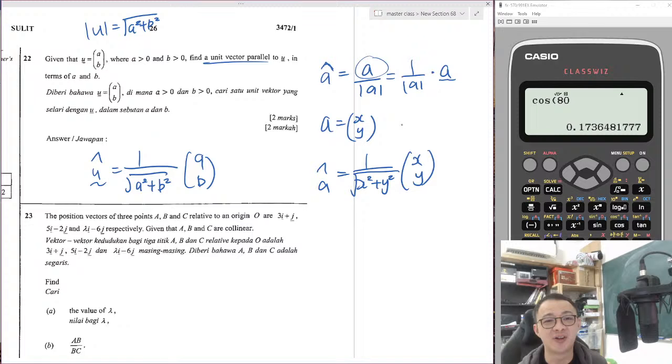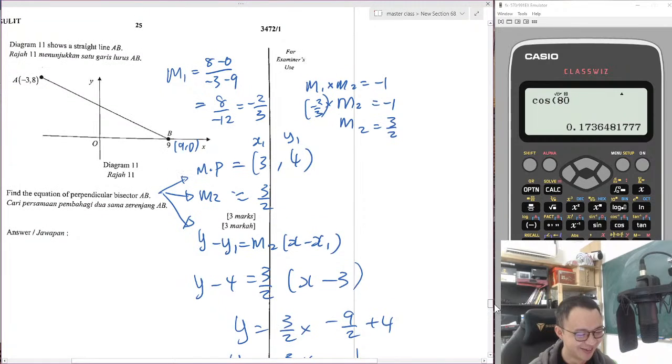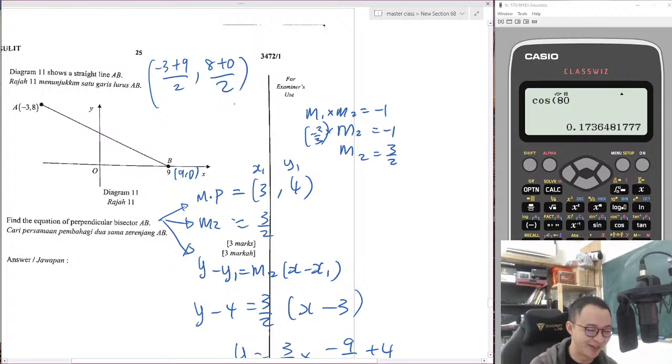How to get 3, 4? I'm using the midpoint formula. Am I going too fast for the midpoint formula? Okay, never mind, I'll slow it down. Alright, so negative 3 plus 9 over 2, comma, and then 8 plus 0 over 2. This is how I get the midpoint, and I follow the midpoint formula to get all these.